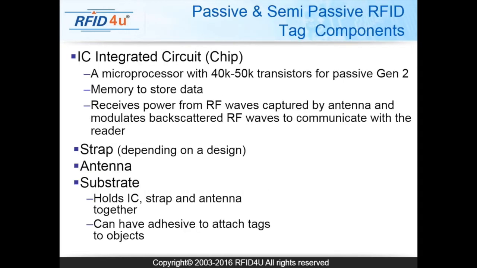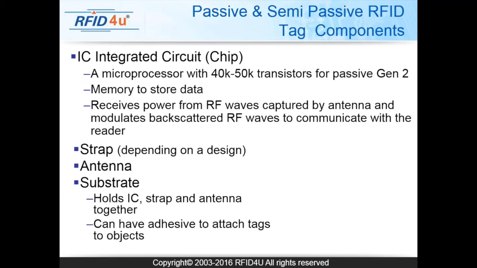The integrated circuit, the chip that is on the tag, is a microprocessor. Once again, it's a memory chip with 40 to 50,000 transistors for our passive Class 1 Gen 2 tags. It's memory only to store data. It receives data from the RF wave. It's captured by the antenna and modulates. Modulate simply means to change. The backscatter is the term that's used for the reflected wave that comes.